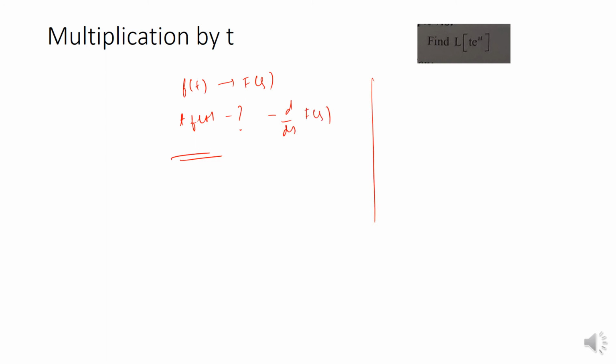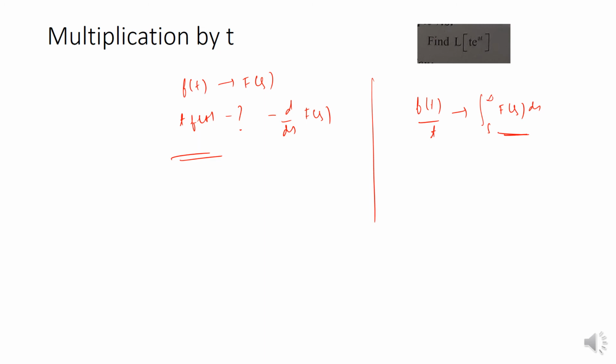Earlier you remembered that. Now similarly if you have f of t by t, it will get transformed as integral s to infinity f of s ds, you can write. So these both are complements. One is t into f of t, another one is f of t by t.